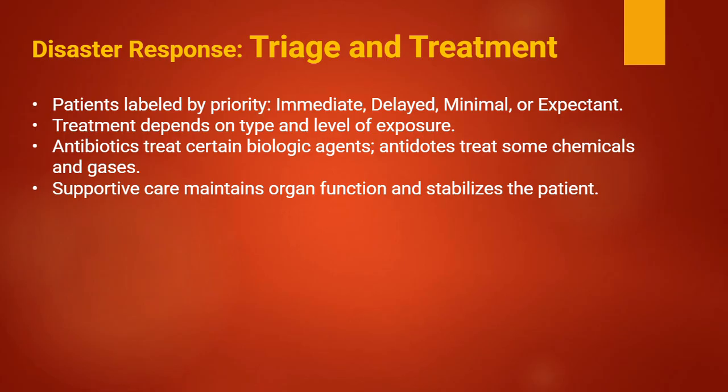Treatment is then based on the type of agent, biologic, chemical, or radiologic, and the degree of exposure. For example, antibiotics are used for bacterial infections like anthrax or plague exposure. Antidotes may be administered for chemical exposures such as atropine and pralidoxime, 2-PAM, for nerve agents, or cyanide antidote kits for cyanide gas exposure. Supportive care, which includes oxygen therapy, IV fluids, vasopressors, and monitoring vital signs, is crucial for maintaining organ function while the body works to recover.